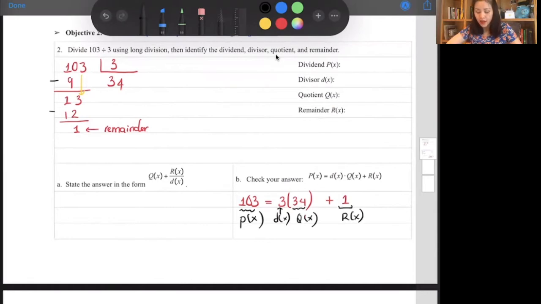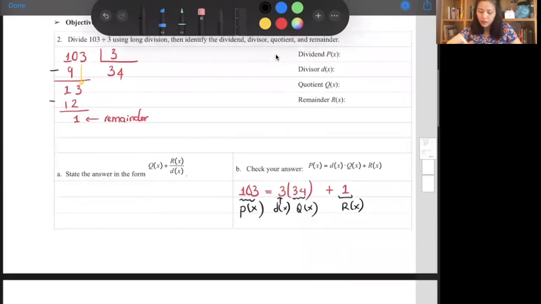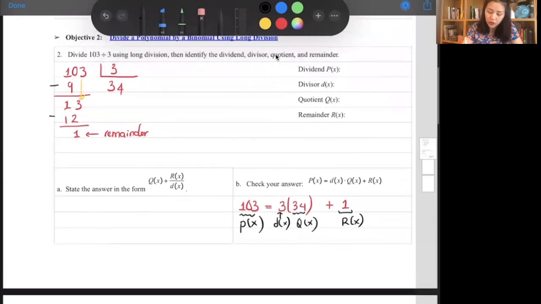At the end, you may write your answer in the form q of x plus r of x over d of x. So q of x, your quotient, in this case is 34, right? Plus the remainder, which is 1, divided by the divisor, which is 3. So 34 plus 1/3.